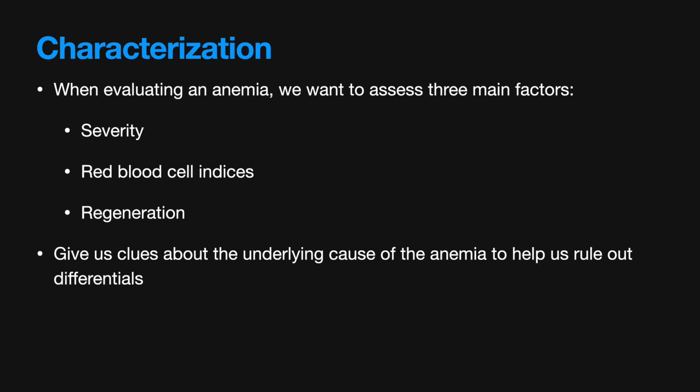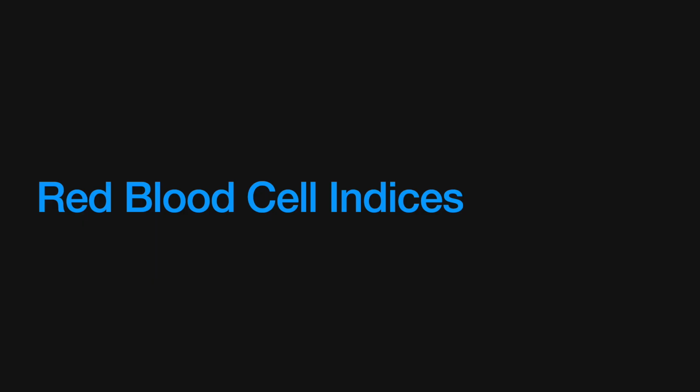When evaluating an anemia, we want to assess three main factors: the severity, the red blood cell indices, and regeneration. These factors give us clues about the underlying cause of the anemia and help us rule out some of our differentials. We'll start by taking a look at the red blood cell indices.